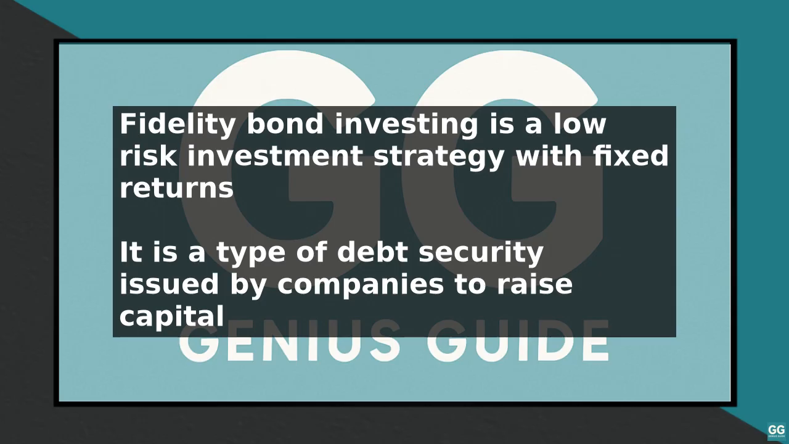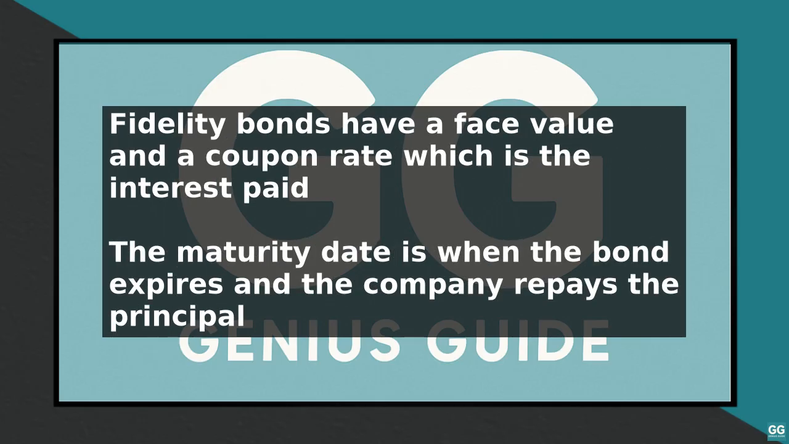with interest. Key concepts. Fidelity bonds have a face value, also known as the principal, which is the amount you invest. They also have a coupon rate, which is the interest rate paid periodically. The maturity date is when the bond expires and the company repays the principal.